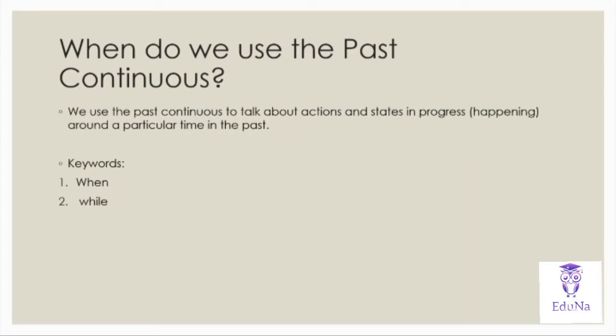Now, when do we use the past continuous? We use the past continuous to talk about an action or a state in progress or happening around a particular time in the past. We have two keywords, when and while. Always, after when we put simple past, and before when we put past continuous. And if we have when at the beginning of the sentence, we put simple past, then past continuous, because when refers to a small action, or to an action that happened in a small time, that doesn't take a long time.